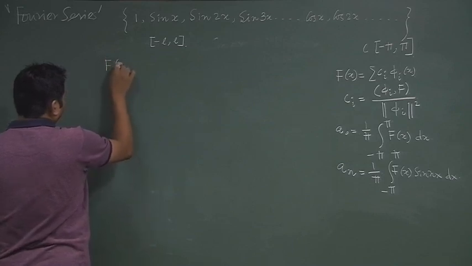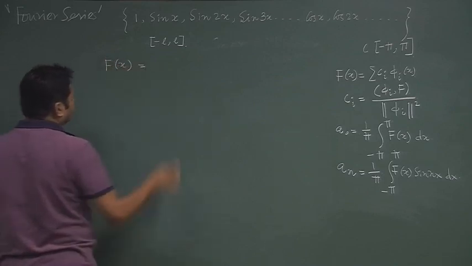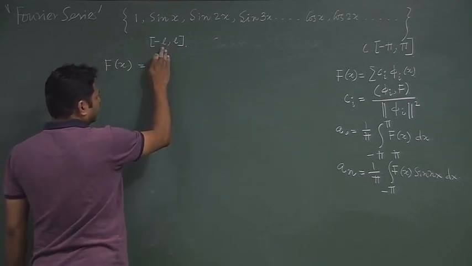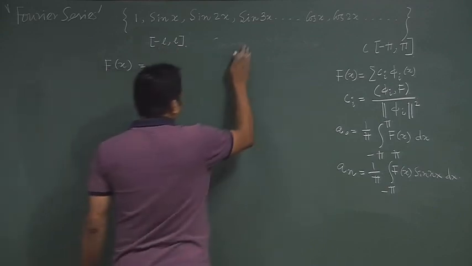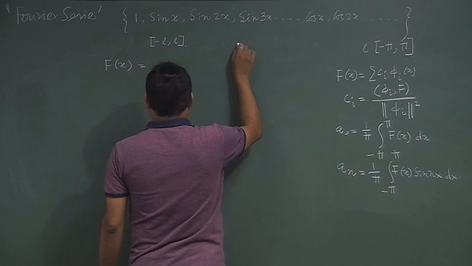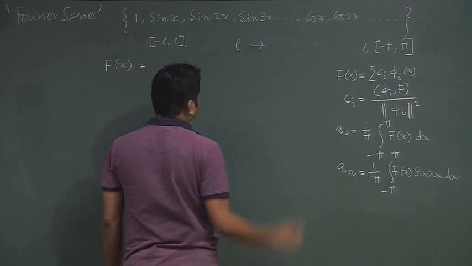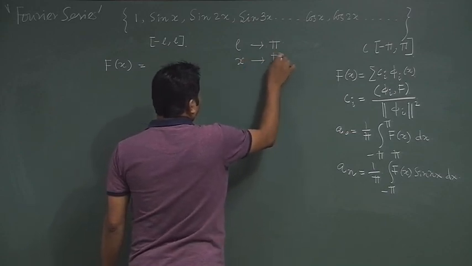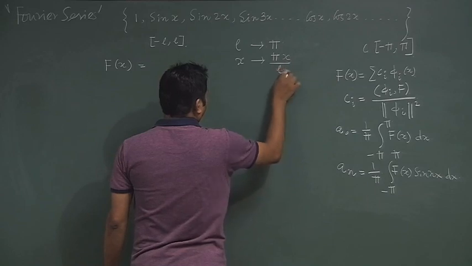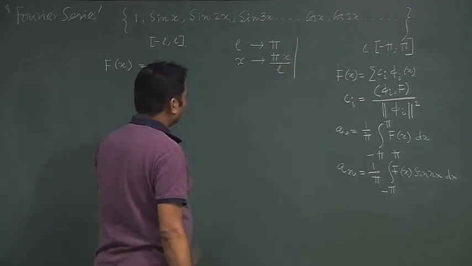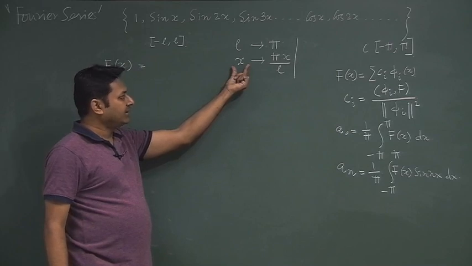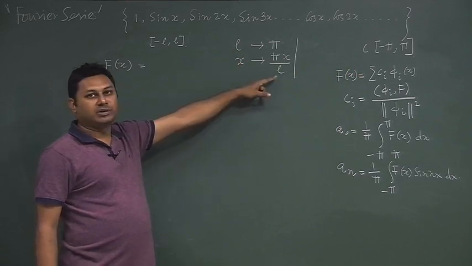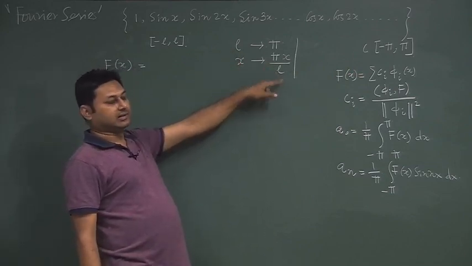So, the function f(x) will be represented, mind it, now the limit of the function is changed to minus L to L, not pi. So, that means L tends to pi, and x will be changed as this quantity. Whatever we did when the limit was minus pi to pi, now when it is L, I need to put these things in place of x.